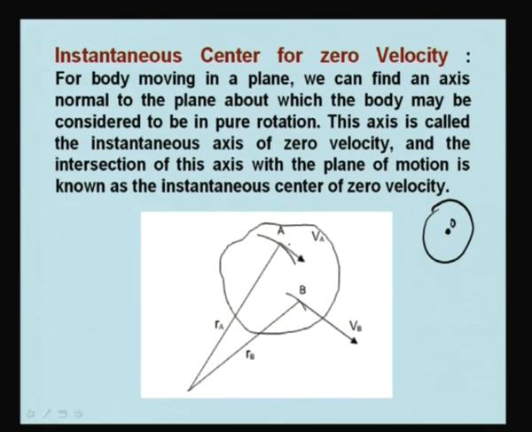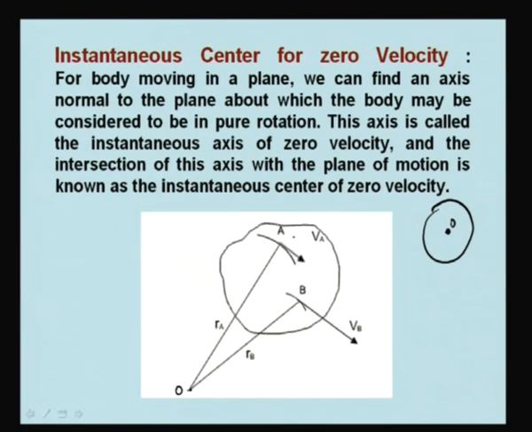Now, this shows a body in which there is a particle A and particle B. The instantaneous center is O. The particle A is at a distance of RA from the instantaneous center. Particle B is at a distance of RB from the instantaneous center. Therefore, the velocity of A is perpendicular to the line OA, and the velocity of particle B is perpendicular to the line OB. The magnitude of VA is equal to omega times RA. The magnitude of VB is omega times RB. So, the magnitudes of the velocities are in proportion to the distance from the instantaneous center. In this case, the figure has not been drawn to scale.